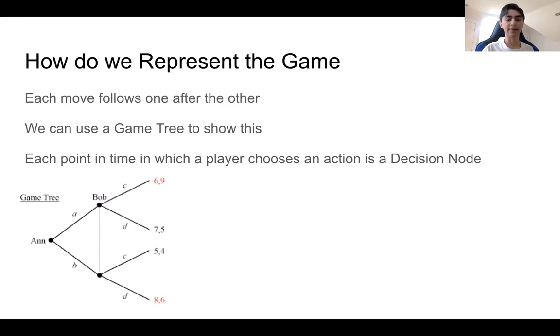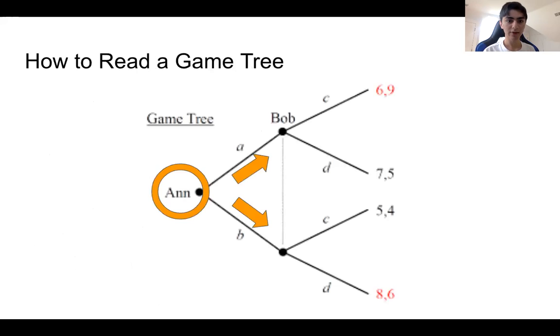So how do you read this? What does this mean? Basically, you read it from left to right or from top to bottom sometimes, depending on how the game tree looks. But in general, it's left to right. But as you can see here, Anne has to make her first decision. She's either going to choose option A or option B, right? These are her two decisions at this point in the sequential game.